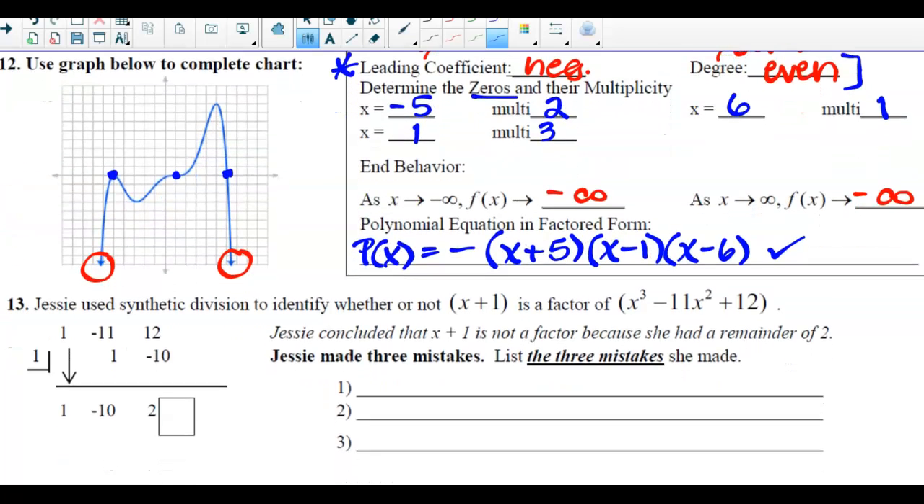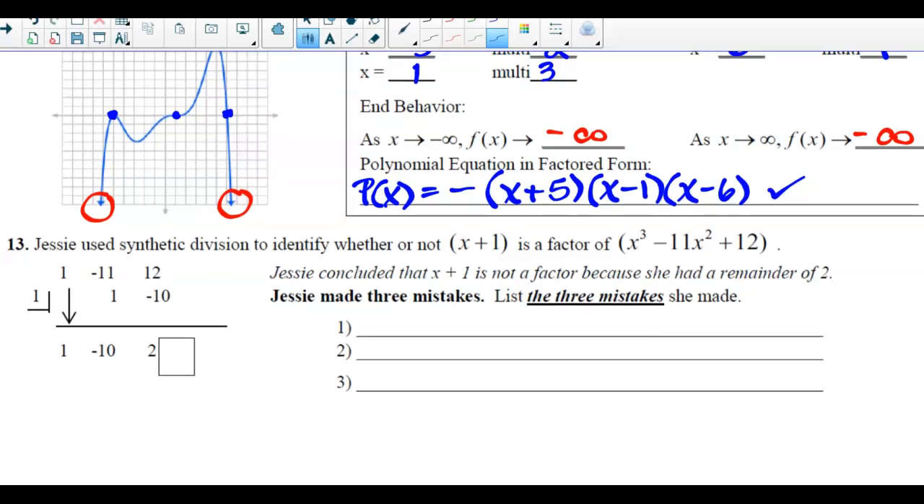All right, so next question, we're looking at someone who did some synthetic division and we're checking their work. Just to clarify, this 2 should be inside the box. I think that was just a formatting issue, so that doesn't count as a mistake. She wants to know whether or not x plus 1 is a factor of this polynomial, and she concluded that no, it's not, because she got a remainder of 2.